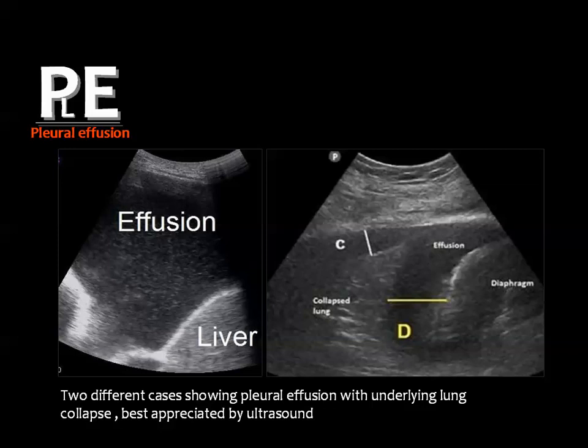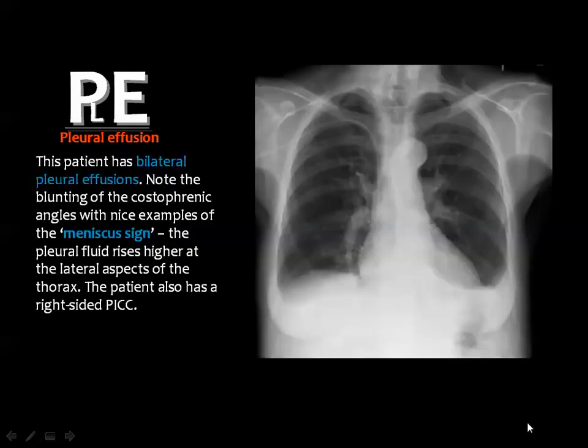There are two examples of how the effusion is clearly demonstrated by ultrasound, and you can measure the size of the effusion, and you can roughly estimate its volume as well. This patient had mild bilateral pleural effusion, which is more evident on the left side, showing the classic appearance known as the meniscus sign, diagnostic of pleural effusion.